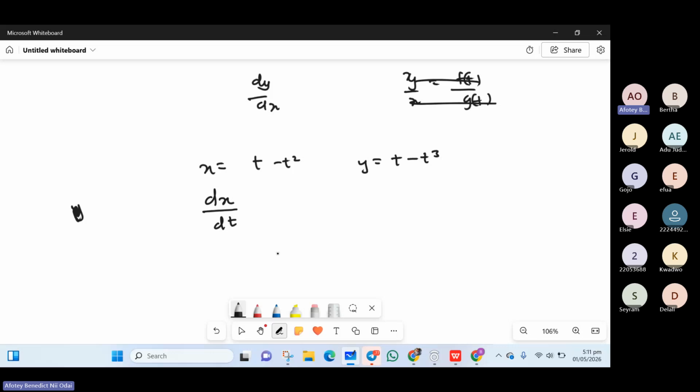So the x on the t is equal to 1 minus 2t. So the t is going to take every property that x takes. So when you differentiate x, you basically get 1. You don't get the t on the whatever. Minus 2t, right? Derivative of y is dy on the t, and this is equal to 1 minus 3t squared.